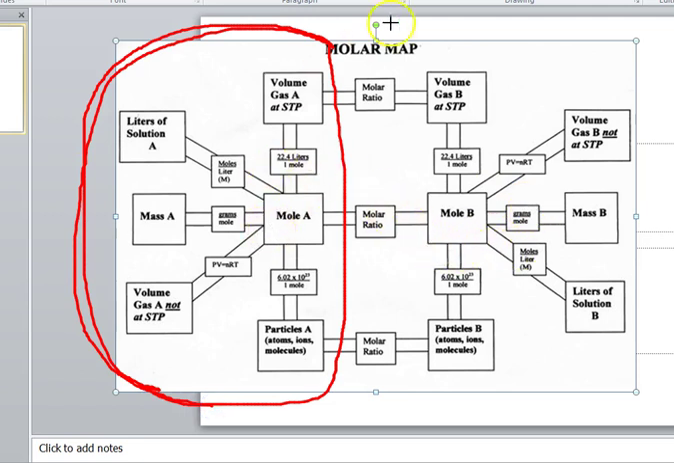However, if there is a reaction involved and we need to cross to the other side, then we're going to need the molar ratio, and this molar ratio has to come, remember this, from the balanced equation. So in order to do conversions where a chemical reaction is involved, we're going to need a balanced chemical equation. We'll flip back and forth to this map as we look at these practice problems.